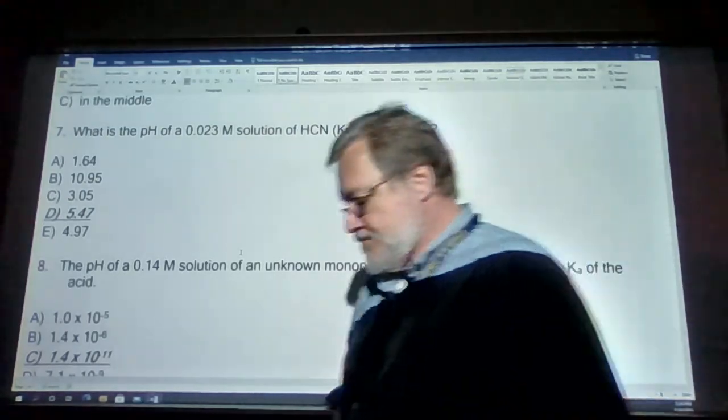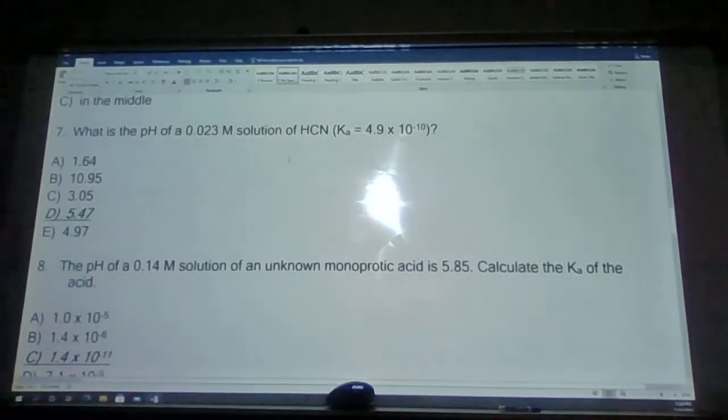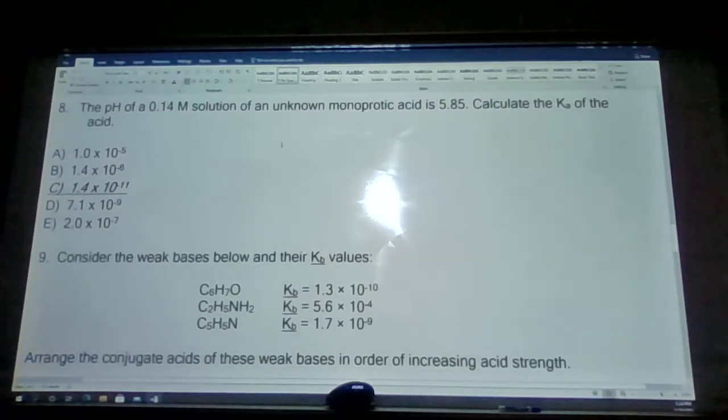Number 8. The pH of a 0.14 molar solution of an unknown monoprotic acid is 5.85. Calculate the Ka of the acid. Okay, again, start out, write your equation.